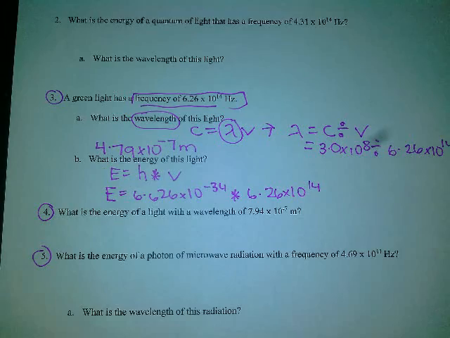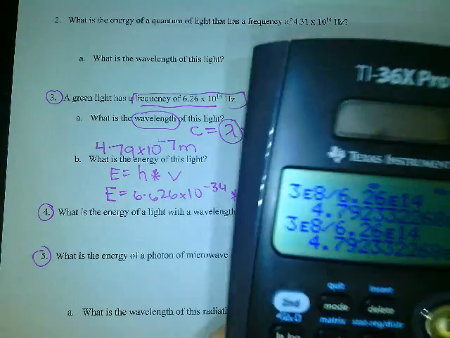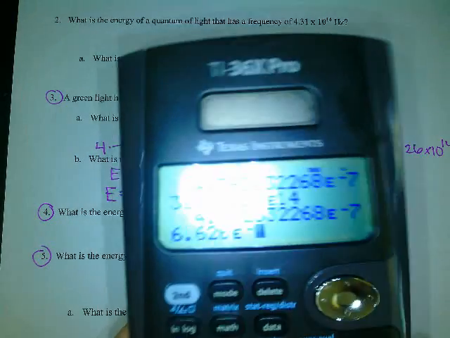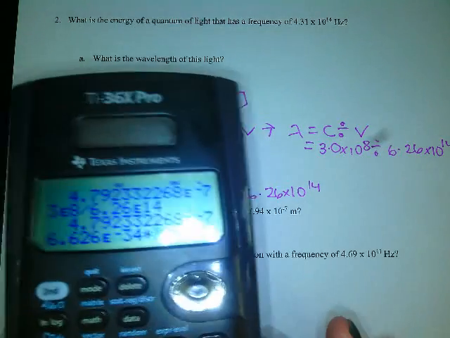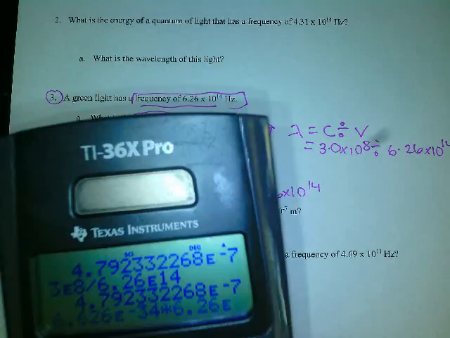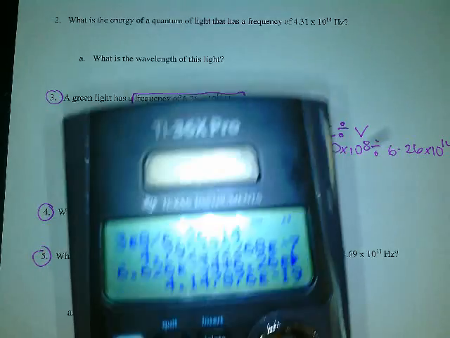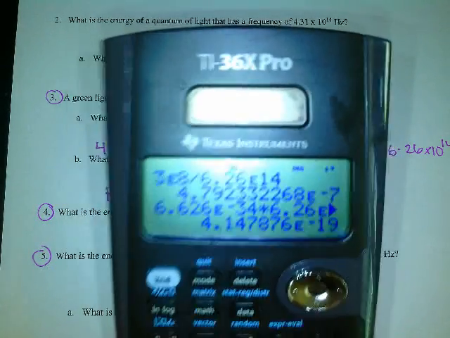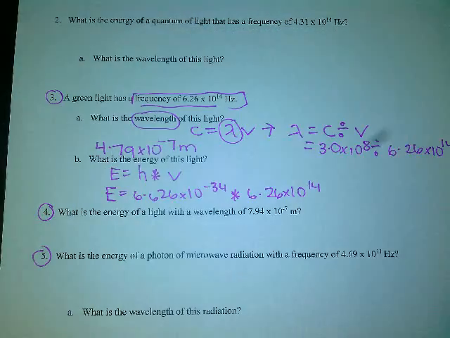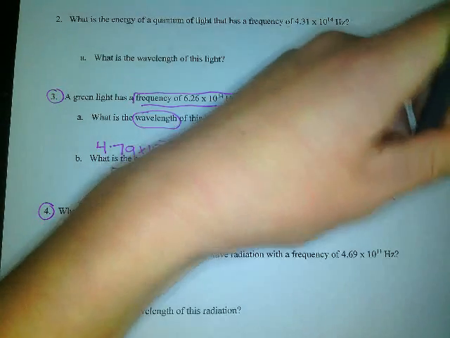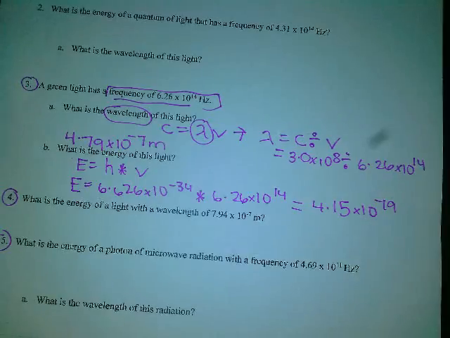And we're going to put it in the calculator. 6.626. Okay, so my energy is 4.15. I'm going to round that for sig figs, times 10 to the negative 19, right? And my unit is joules.